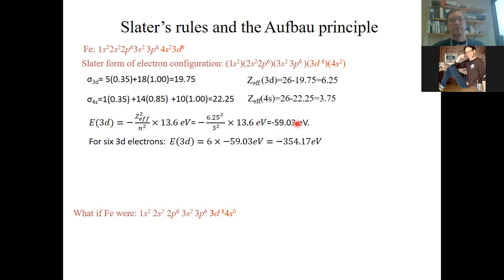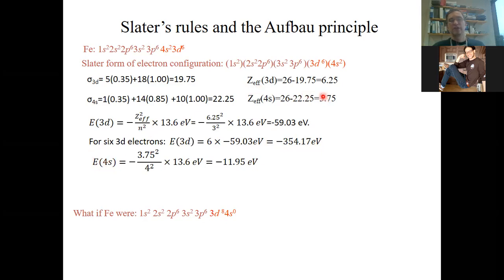Now, we have not only one 3D electron, we have overall 6 3D electrons. And therefore, considering the energy of all the 6 3D electrons, we have 6 times minus 59.03 electron volts, which is now minus 354.17 electron volts. So now let us look at the 4s orbitals, so the 4s electrons.